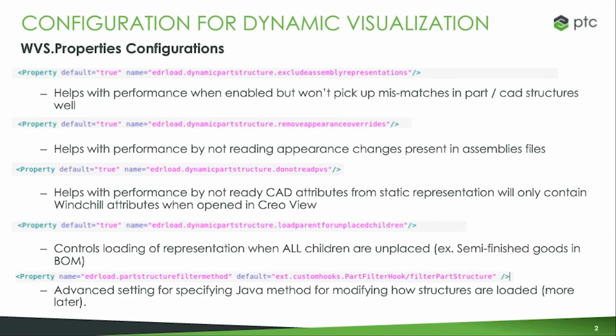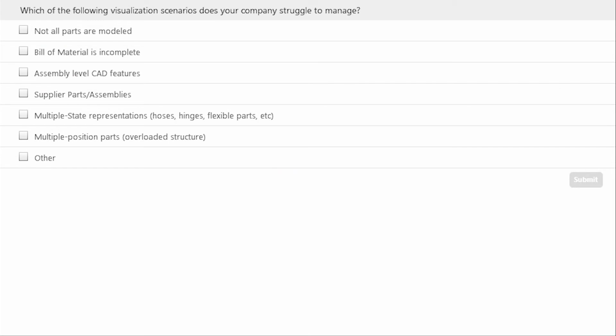So with that, we'd like to understand which of the visualization scenarios you are struggling with in your company today. We've listed a couple here. Are all your parts not modeled? Is my bill of material incomplete? Do I have supplier parts and assembly relationships that I struggle to visualize? We'd like to understand where you're struggling today to get accurate visualization. So I'm going to leave this for a couple seconds, let you answer that, and then we'll get into the advanced capabilities that have been introduced recently.